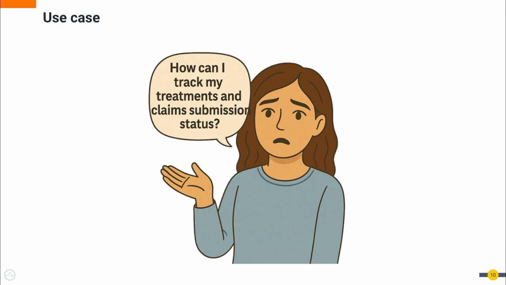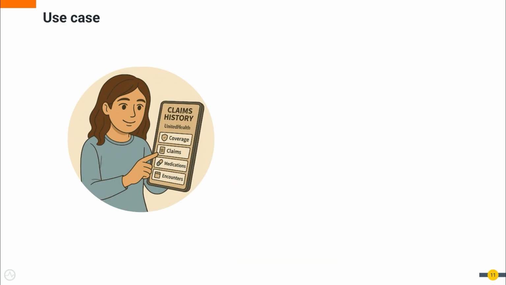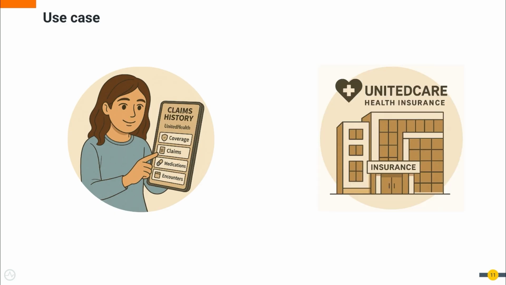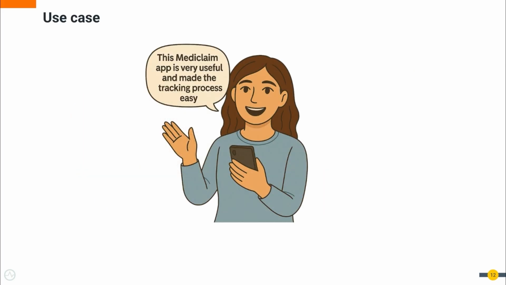Using the Patient Access API, she can conveniently view all this information, including the real-time status of the prior authorization request. Using the MediClaim app, which is a SMART on FHIR-enabled third-party application provided by her health insurer UnitedCare, Jaksha securely accesses her health data anytime from anywhere. With just a few taps, she views her claim history, insurance coverage, medication records, and even encounter details all in real time. This seamless access empowers Jaksha to stay informed and engaged, giving her greater control over her care and peace of mind every step of the way.